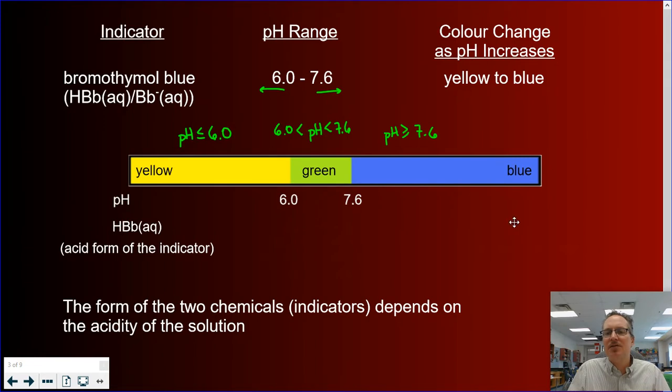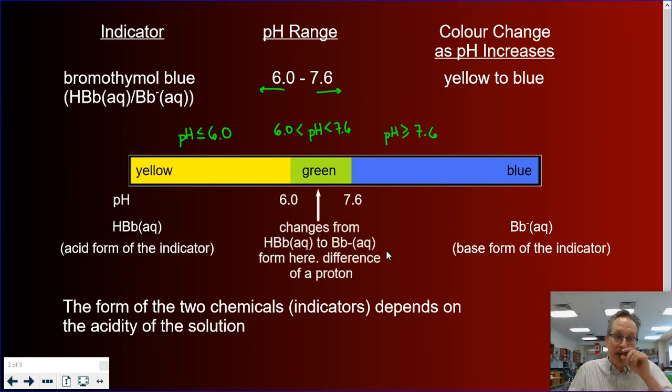On the other extreme, when my indicator has donated a proton already, it's in its base form, and that's when it's going to be blue. These are the two forms of indicator: acid form, base form. Now, in between here, this is the special case. When you're in between the acid form and the base form, this is where it changes form.